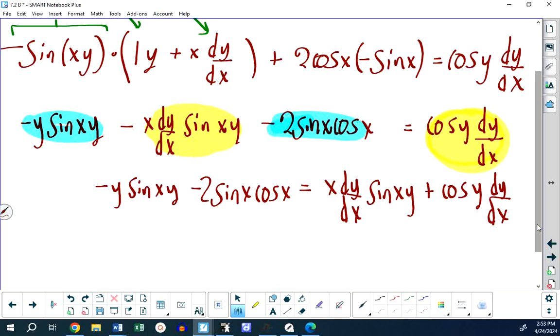I want to go back and just double check everything. Sine xy times negative y, that's okay. Yeah, I think we're okay. Negative sine xy and the y are on the left. Negative 2 sine x cos x are on the left. Cos y dy/dx and x dy/dx sine xy are on the right. All we have to do is factor out the dy/dx and divide by whatever we're left with, and we're done.